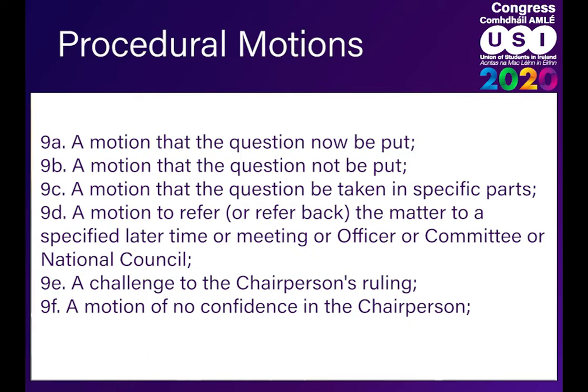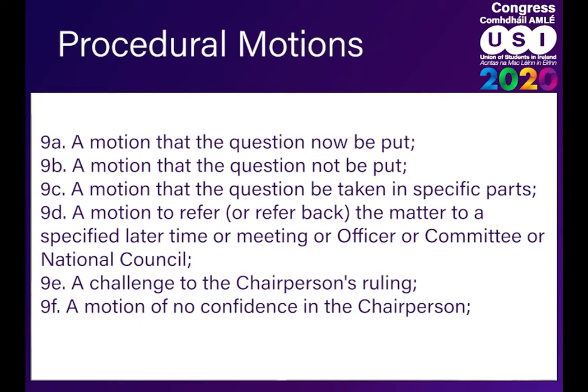Procedure 9E is a disagreement with the ruling of the chairperson. If you think the chair has made a mistake, you can seek to overturn the ruling the chairperson has made. The deputy chairperson will then take over the meeting and the chair will have an opportunity to explain the ruling again. There will then be a vote on whether the chair's ruling should be overturned. If the ruling is overturned, the chair will return to the chair and the meeting will continue in line with the effect of the overturned ruling.